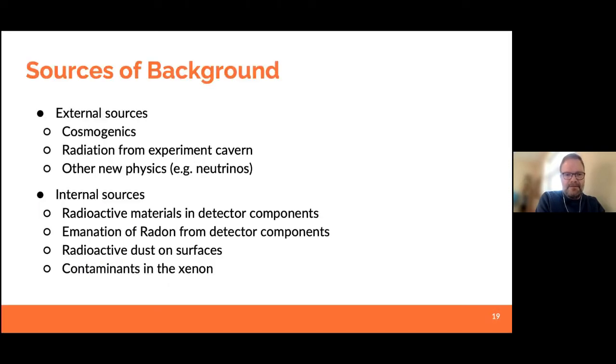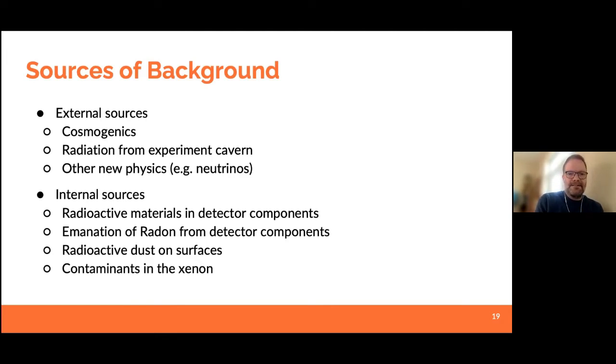Let's dive a little more into backgrounds and sensitivities. So what kinds of backgrounds can we get? What is it that we have to mitigate? First of all, there are external sources. As I mentioned, cosmogenics: you put this underground, so the rate is much reduced, but it's not zero. You can get radiation from the experiment cavern, so you can have gamma emission from the rocks. And in fact, different laboratories around the world have different background radiation environments.